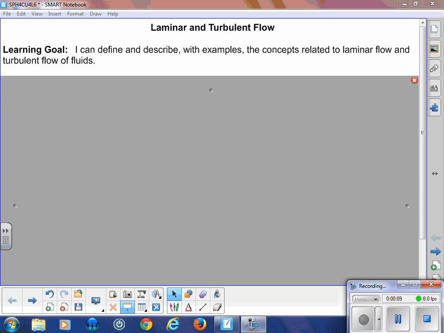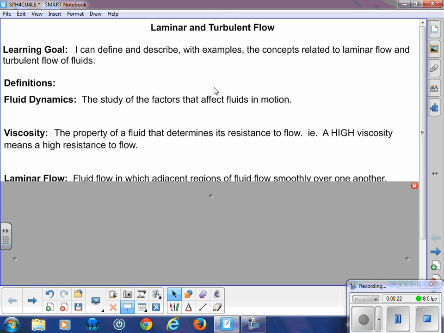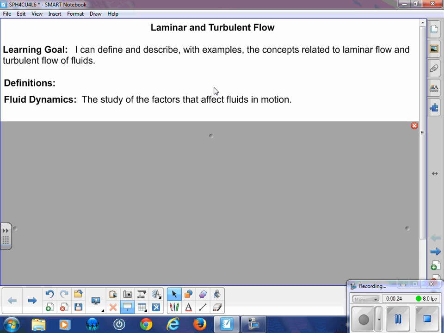So today I want you to be able to define and describe, with some examples, the concept of the difference between laminar and turbulent flow inside of fluids. So here we go. There's a couple of definitions which you already have in front of you, so I'll talk about each one by one.